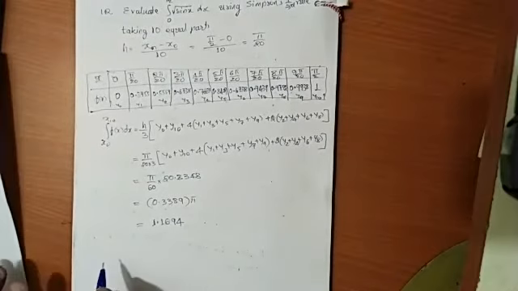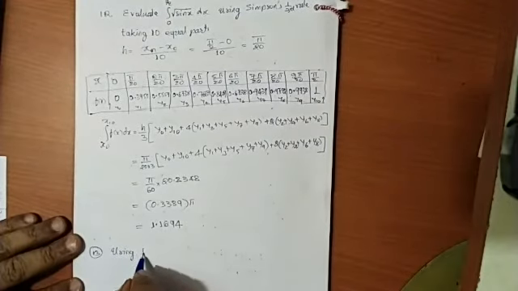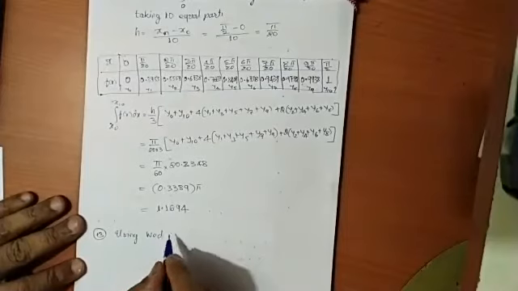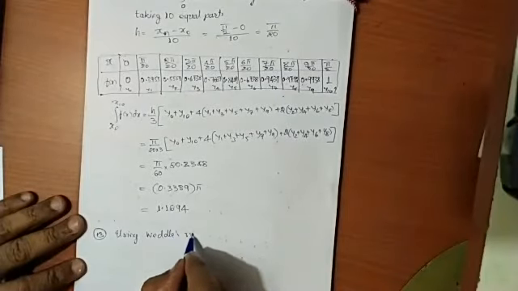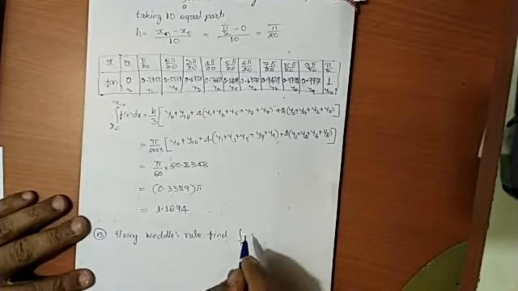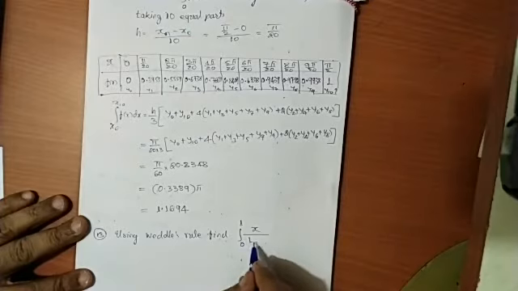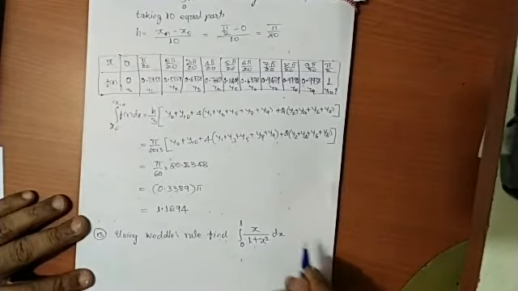Then the question number 13. If I go to question number 13, what it says is find, using Weddle's rule, the integration from 0 to 1 of x over 1 plus x squared dx.